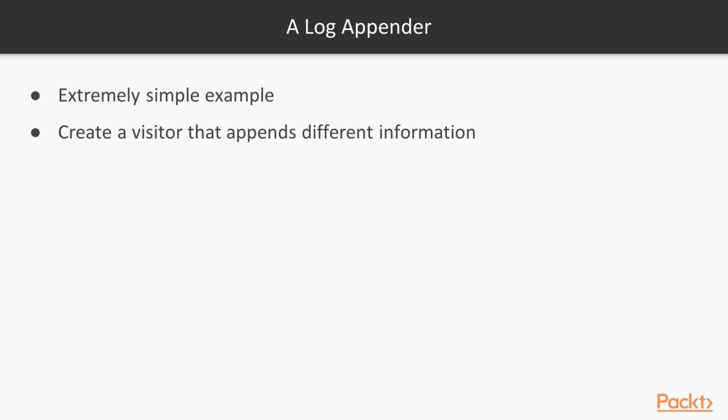We are going to develop a simple log appender as an example of the visitor pattern. Following the approach we have had in previous sections, we will start with an extremely simple example to clearly understand how the visitor design pattern works before jumping to a more complex one. We have already developed similar examples modifying texts too, but in slightly different ways. For this particular example, we will create a visitor that appends different information to the types it visits.